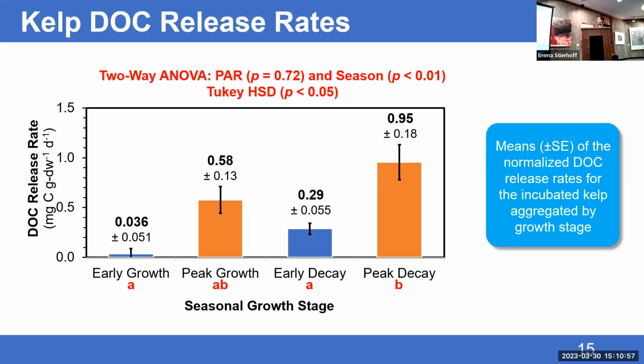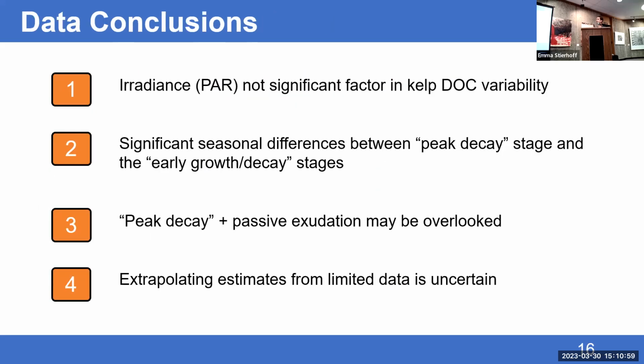Statistically significantly higher than early decay and early growth, but also the mean value higher even than the peak growth period. So to recap, in the last data conclusions slide, we see irradiance not really being a factor, and the importance of passive exudation, which may be overlooked. And this is all an indication that extrapolating estimates and seeking that universal generalizable answer is not really the most appropriate route for understanding the mechanism of DOC release.